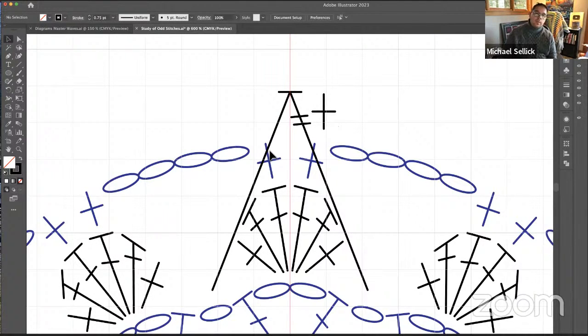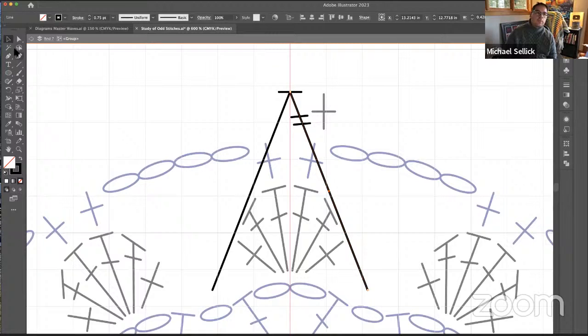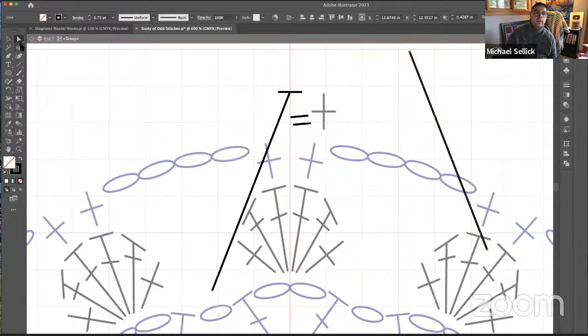Okay, so what's the problem here? Do you see how this... I do not like that. So what I'm going to do is bend this line so that it doesn't do that. I'm going to bend a line so that it doesn't go over top of the stitches.